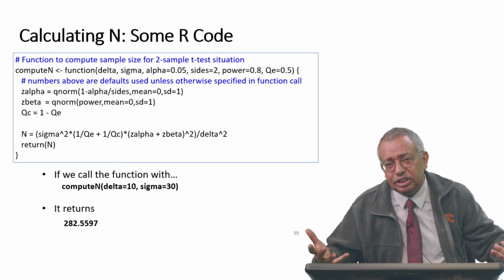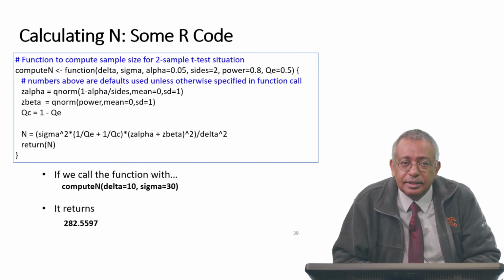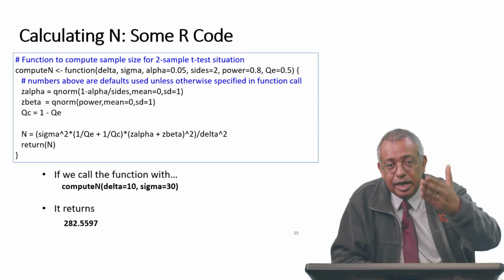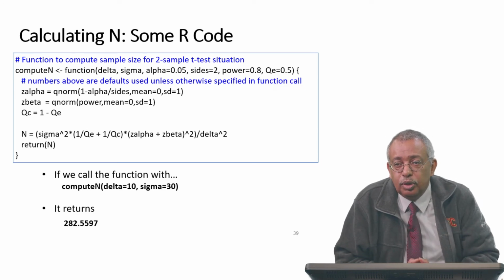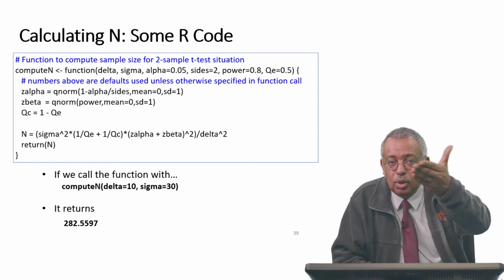And of course, most of the time, we don't do this by hand. So we can either write our own code, or we can actually use some off-the-shelf software in order to calculate sample sizes. So here actually is an example of what we call the R software code. We can simply translate the formula that we had in the previous slides into R.